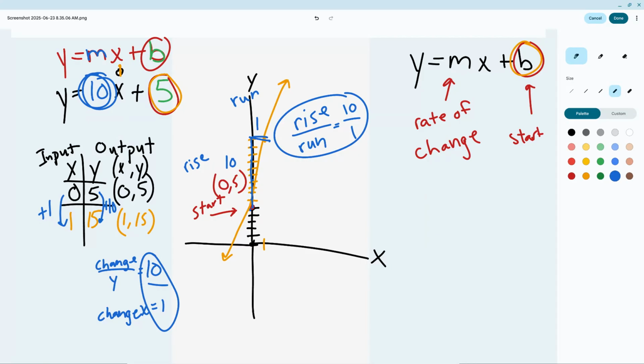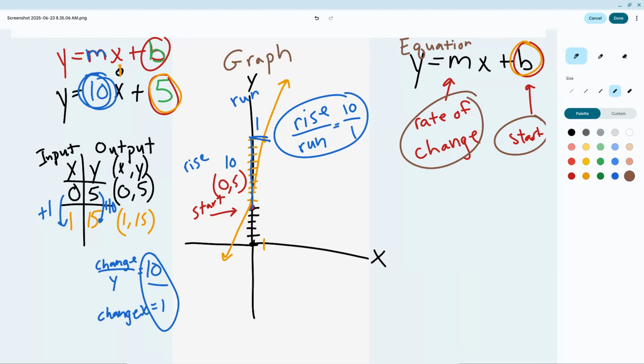So what you're going to see for linear equations is you're going to have an equation, and you're going to have to understand the starting point in an equation, and you're going to have a slope, which is also called the rate of change. You're going to have a graph, and you're going to have a table. Everything is going to be based on input, which is the x, and then you're going to get an output for the y. And then you're going to take those two numbers and plot them on your graph over here.